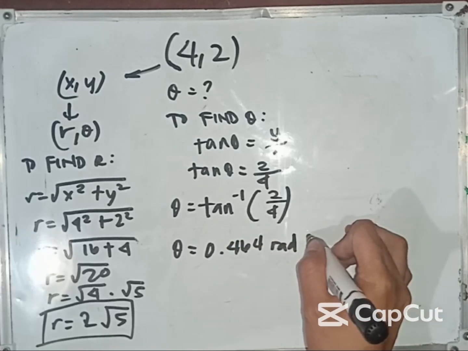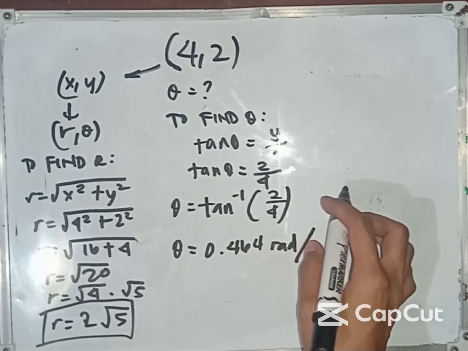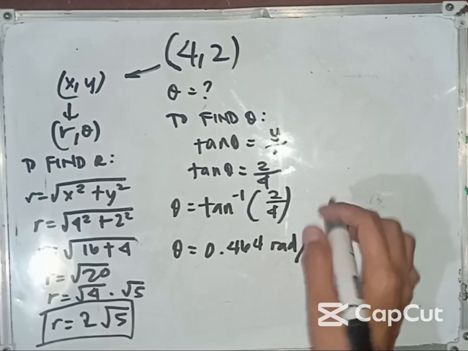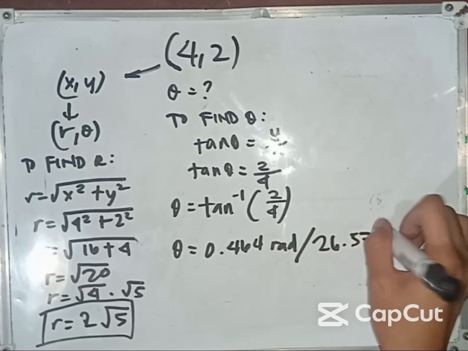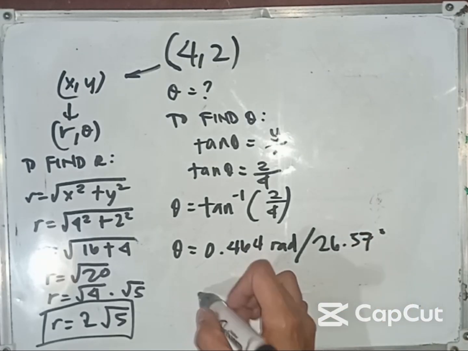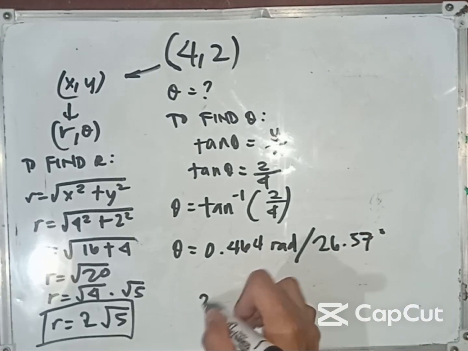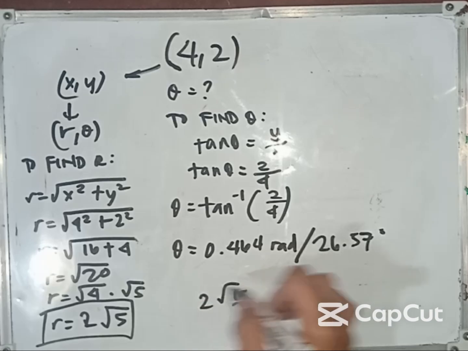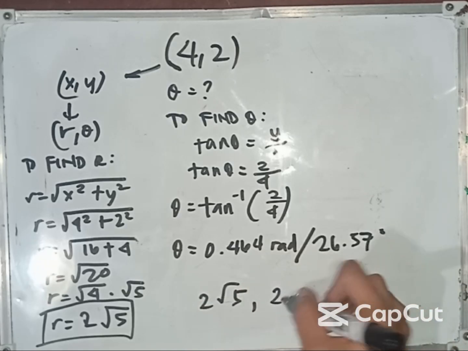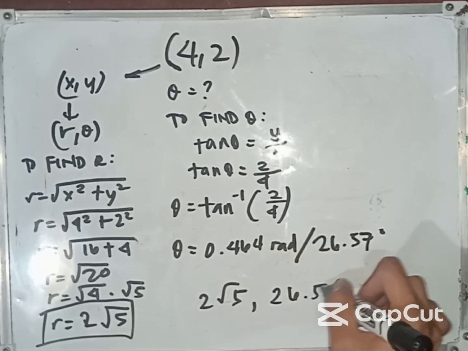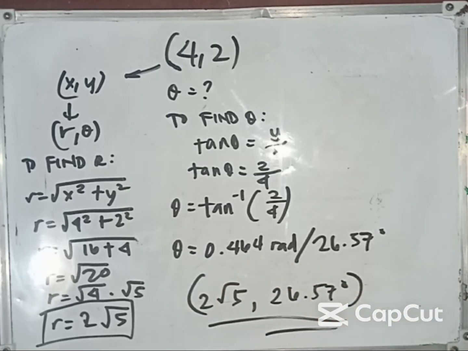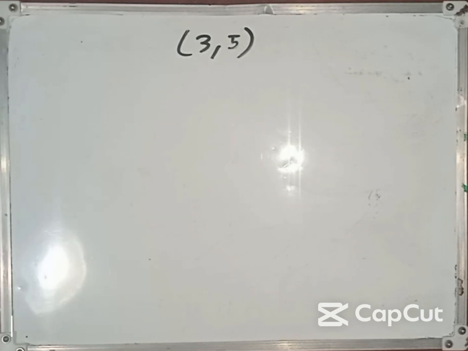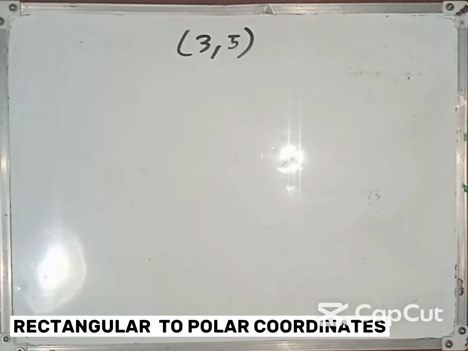0.464 radians, or how much is this in degrees? That is 26.57 degrees. So therefore, our polar coordinates are r equals 2 square root of 5 and theta equals 26.57 degrees. If you think you can now do it, just pause the video and try this one.